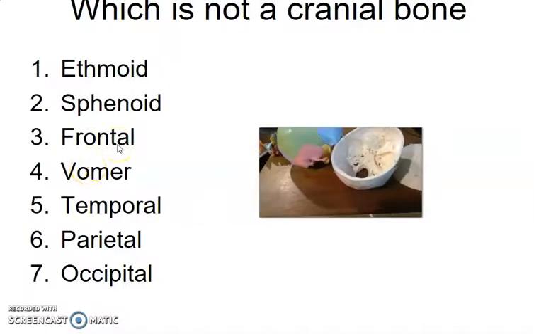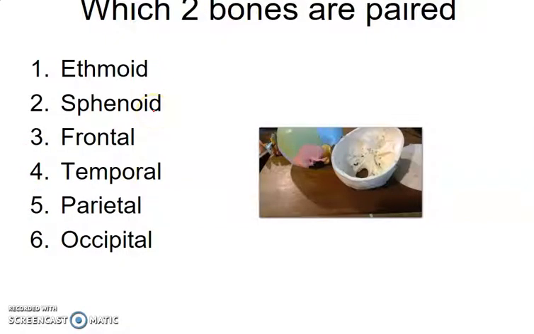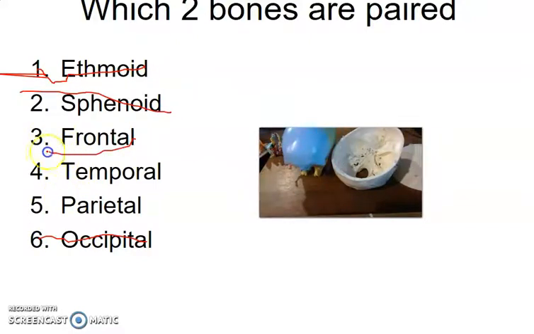The vomer is in your nose. And my pen is not working, that's why I'm not circling vomer. There, I circled it with the mouse. Which 2 bones are paired? Well, ethmoid, there's 1. Sphenoid, there's 1. Occipital, so that's back here, that's 1. We have the frontal bone, the blue. That's only 1. So that's our answer.